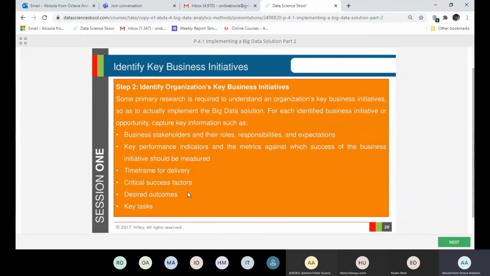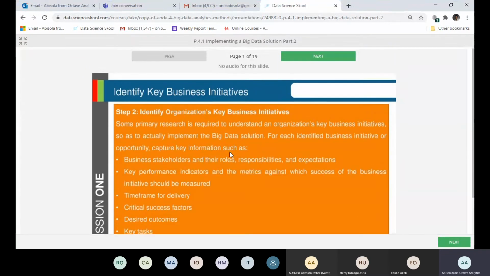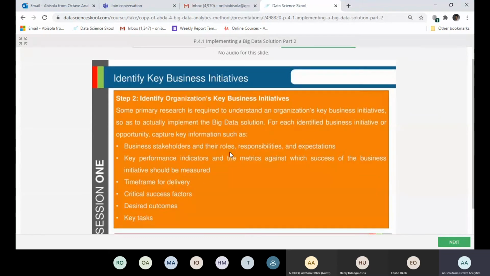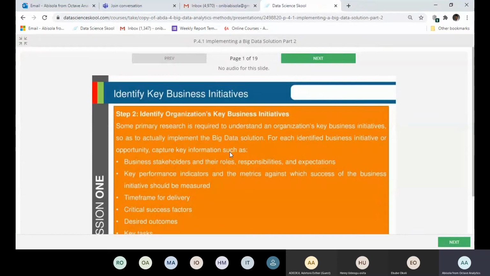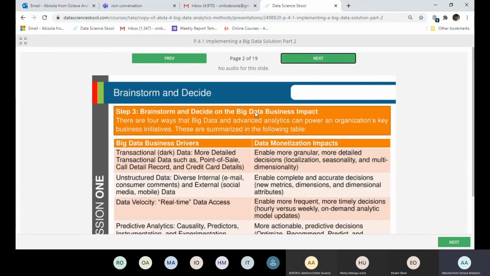Desired outcomes. What are the outcomes they are looking for? What do they want to see within the organization? And then key tasks. What are the things that are most important to them within the organization? What are the key points they want to see from whatever big data solution you are deriving? So those are the key tasks and so on. So that is identifying key business initiatives, identifying the vision of the organization as a whole. So that is the second one.